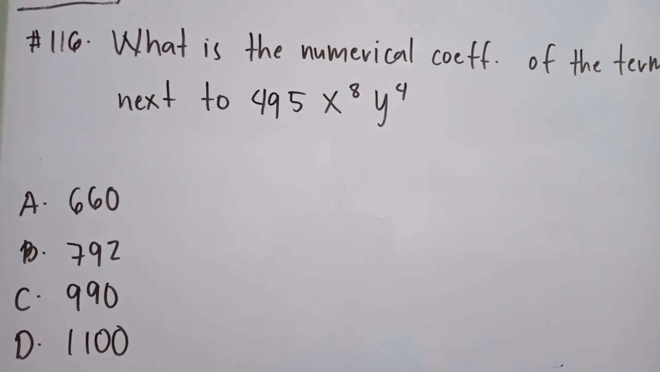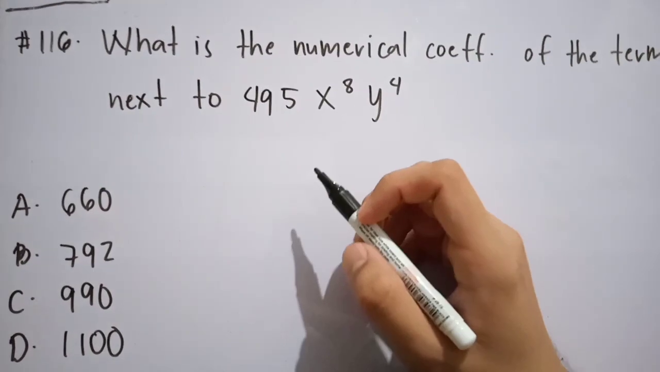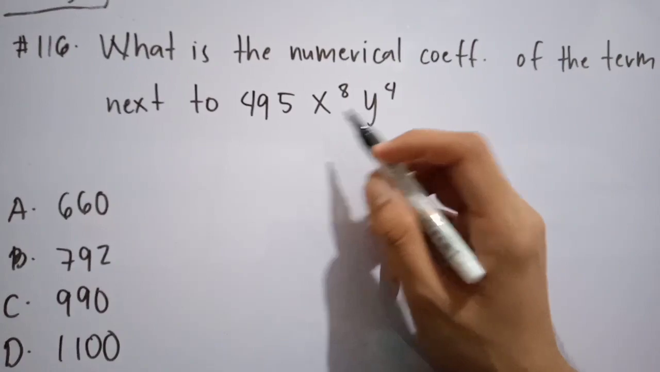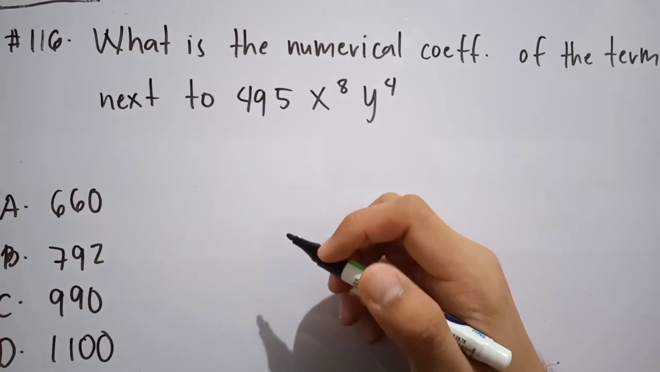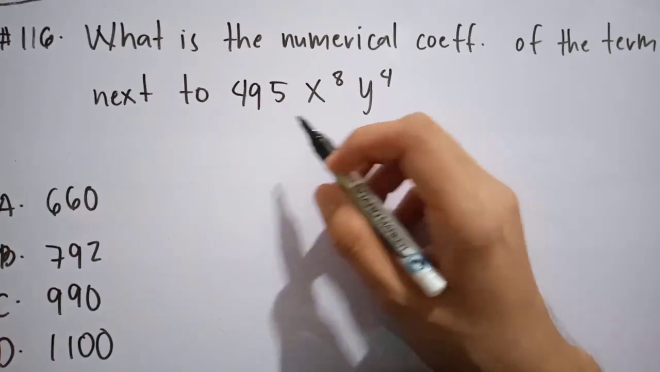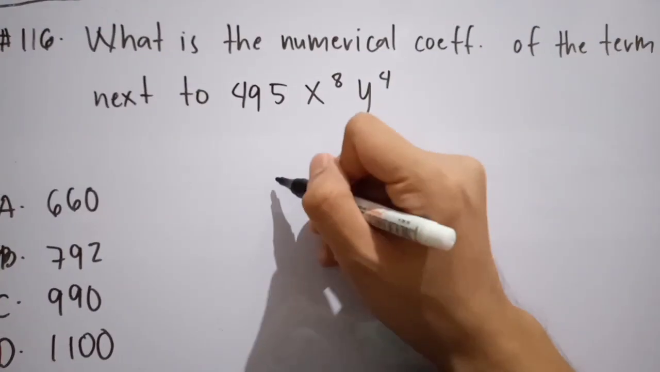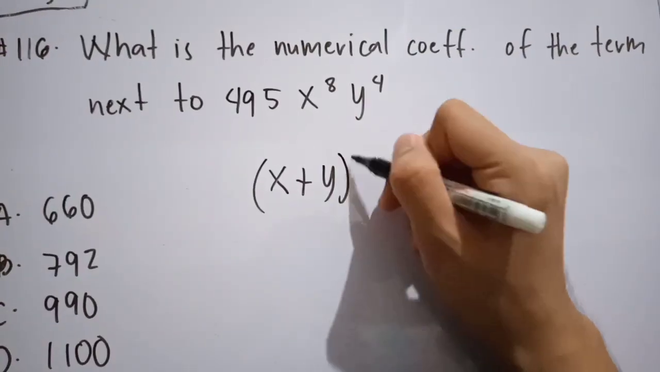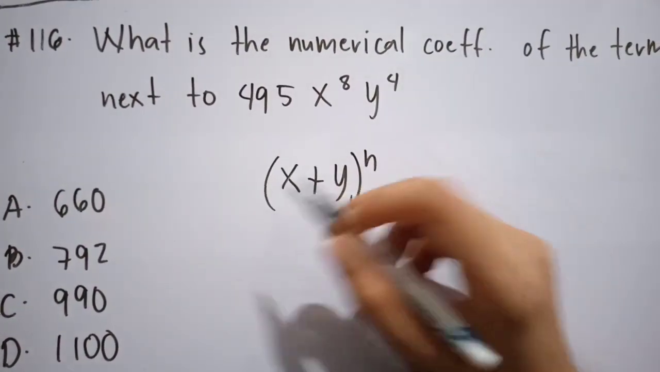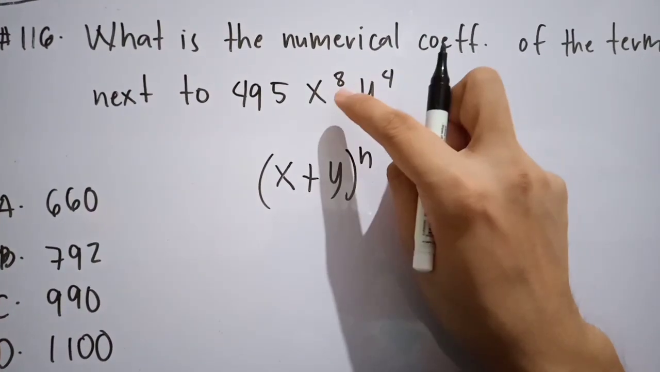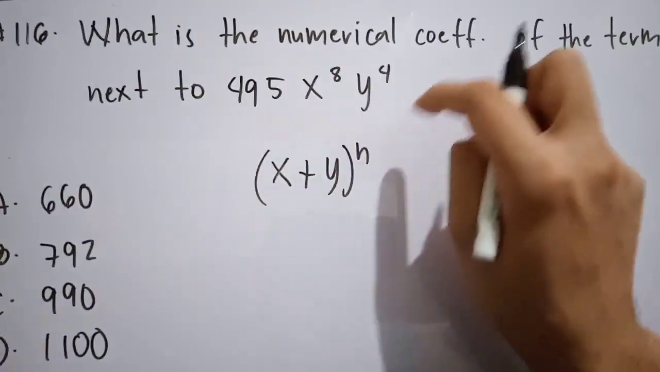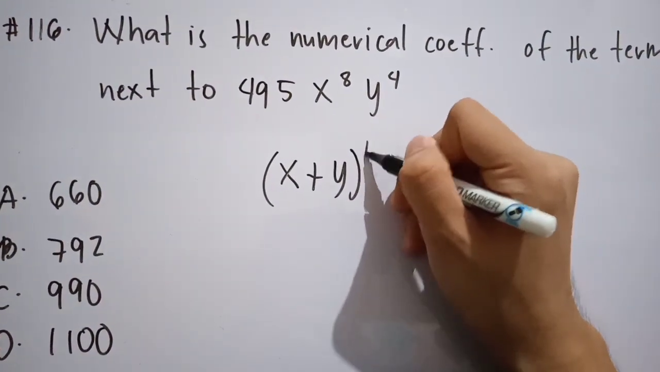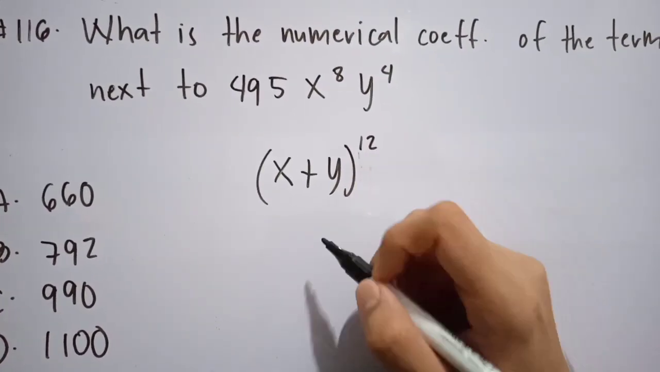This is problem number 116. So, sabi dito, what is the numerical coefficient of the term next to 495x raised to 8 y raised to 4? So, dapat unang-una, i-assume muna natin na yung binomial expansion ay x plus y raised to n. So, i-assume natin na ganun. So, dito yung n natin ay 8 plus 4. Tingnan natin kung makukuha natin to. Makukuha natin yung 495. So, magiging x plus y raised to 12.